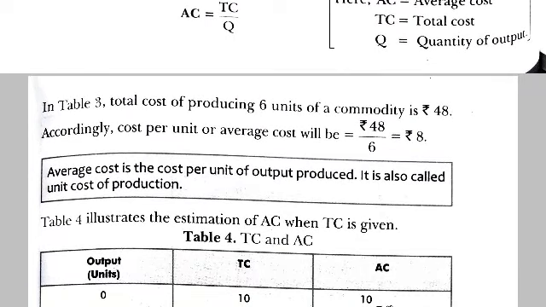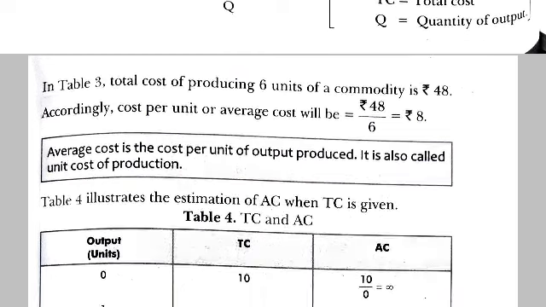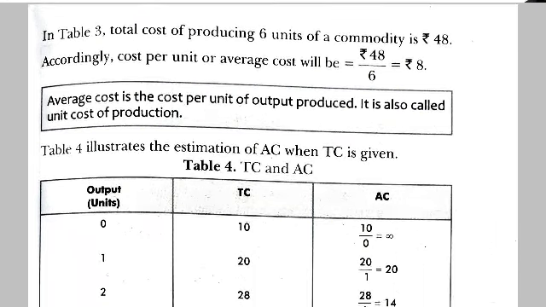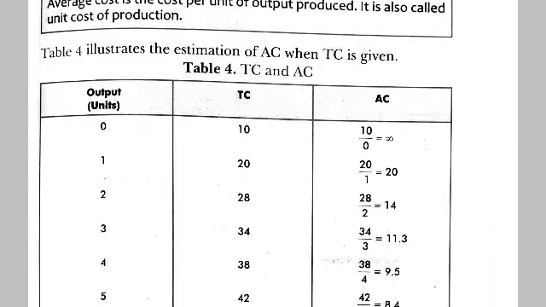In table 3, total cost of producing 6 units of a commodity is 48 rupees. Accordingly, cost per unit or average cost will be 48 rupees divided by 6 units of output, which is equal to 8. Average cost is the cost per unit of output produced. It is also called unit cost of production.